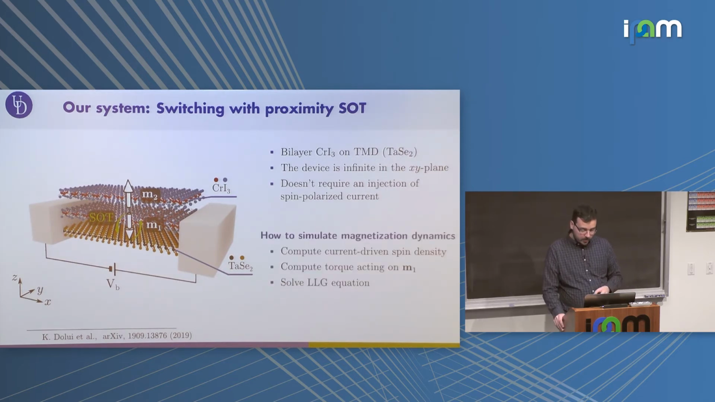So how do we compute the magnetization dynamics? There are several steps. We first need to start from the non-equilibrium spin density, which is leaking into this first layer of CrI3. And then we need to compute what is the torque that this spin density exerts on the magnetic moments, so these yellow arrows here. And then based on this torque, we put it into the dynamics equation. We model these as classical moments, so this is just a classical Landau-Lifshitz-Gilbert equation. I'm going to explain each of these steps very briefly.